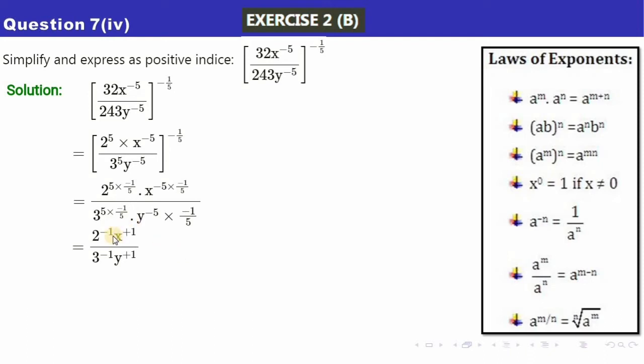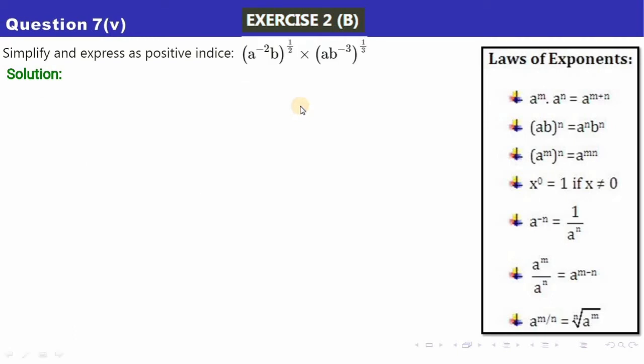We don't have any problem with these two because the powers are already positive, but we have a problem with this one. So this will go to the denominator and this will come to the numerator, and it becomes 3 to the power 1 is 3, 2 to the power 1 is 2, so it becomes 3 by 2, and x to the power 1 is x, y to the power 1 is y. So this is your answer for this one. Pause the video and note down your solution.